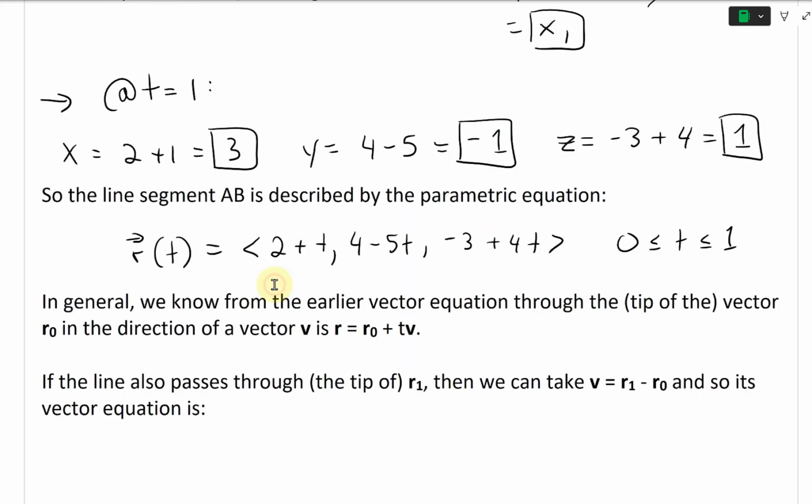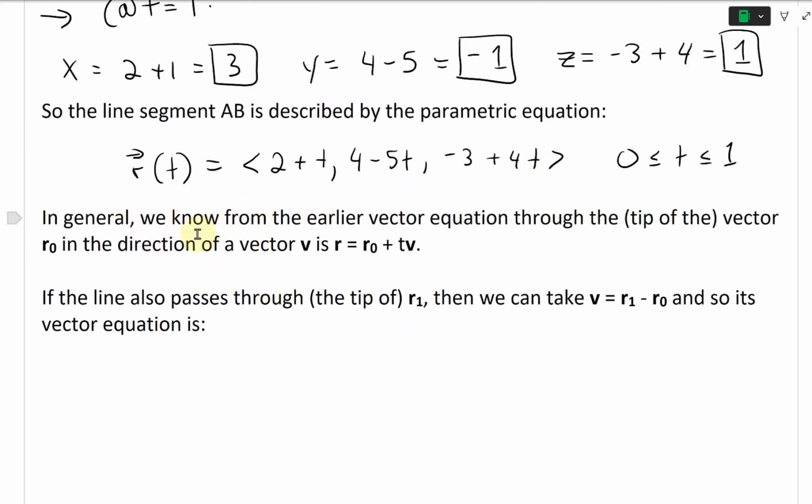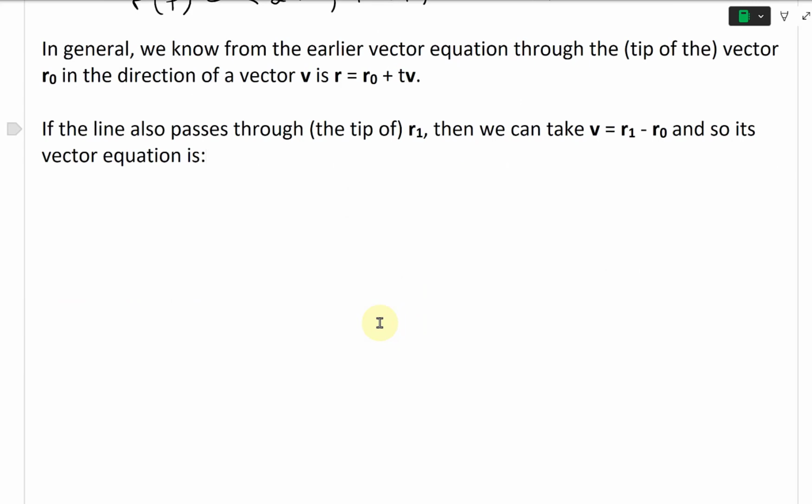All right, so going further, let's generalize this. In general, we know from the earlier vector equation that the line through the tip of the vector r naught in the direction of a vector v is r equals r naught plus t times v. That's just the vector equation of a line. So if the line also passes through the tip of the r1 vector, then we can take v equal to r1 minus r naught.